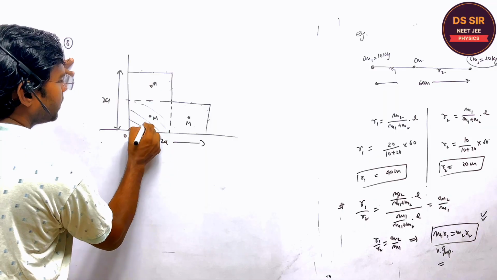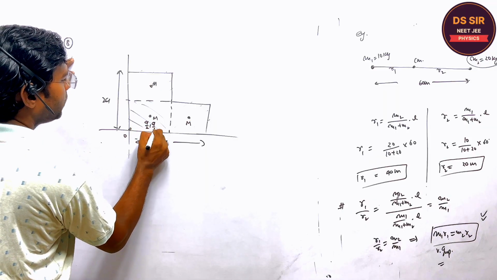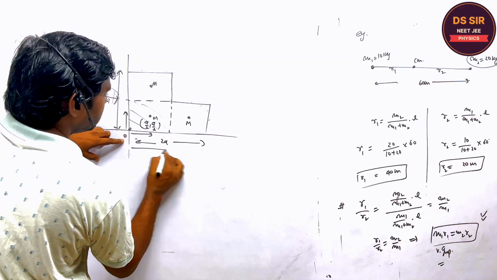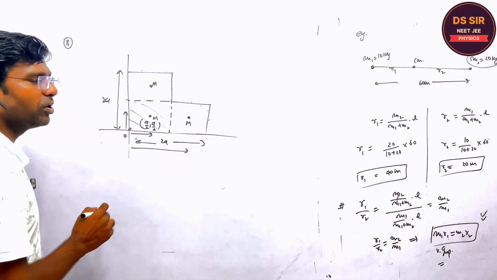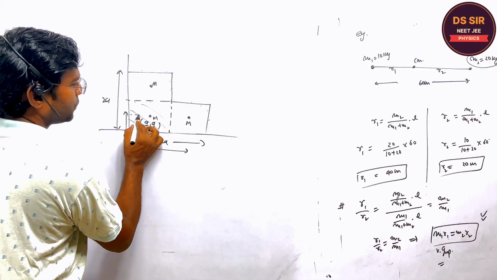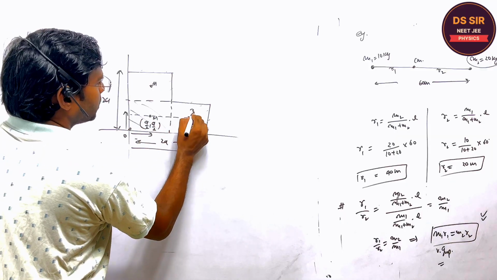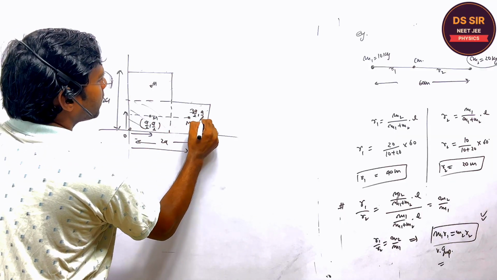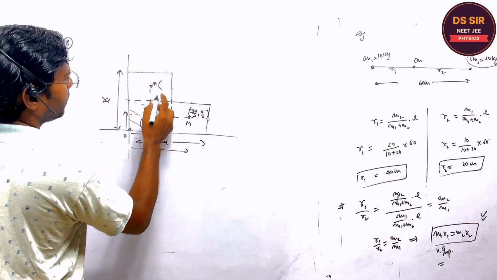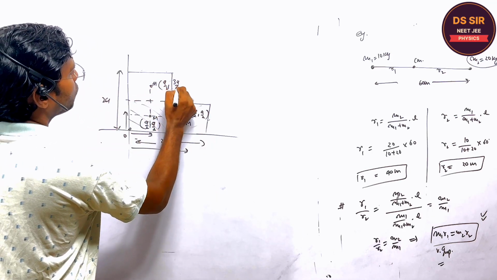So you may write the coordinates. If this is A by 2 comma A by 2, this is A by 2, this is A by 2. What is this distance? Can you tell me the coordinate of this system? Yes, 3A by 2 comma A by 2. What is the coordinate of this system? A by 2 comma 3A by 2.